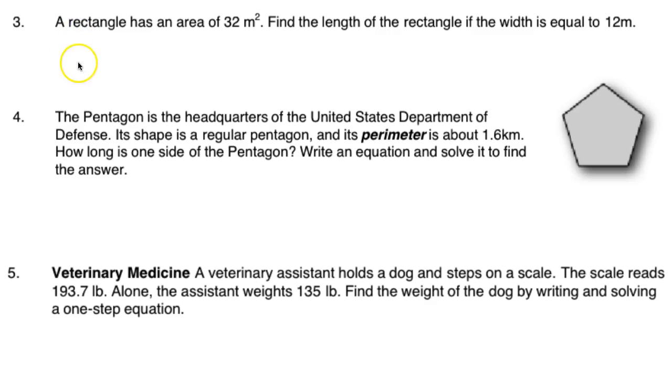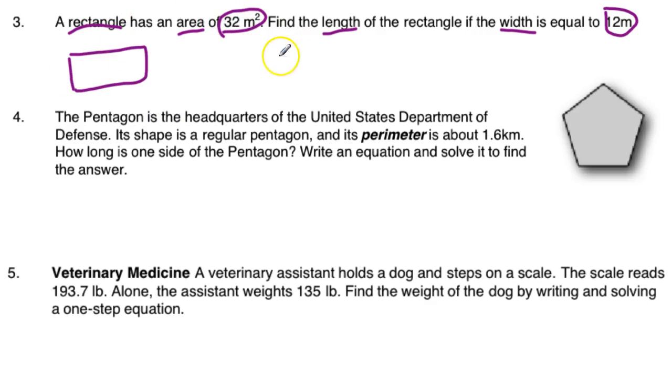Let's jump right in. So this says a rectangle has an area of 32 meters squared. Find the length of the rectangle if the width is equal to 12 meters. All right, we know we got a rectangle, and the area of 32 meters squared. Find the length, so that's what we're looking for, the length of the rectangle if the width is equal to 12 meters.